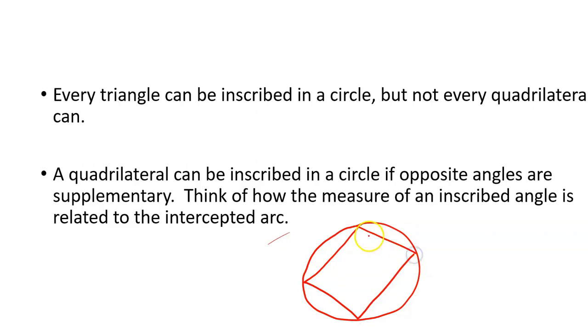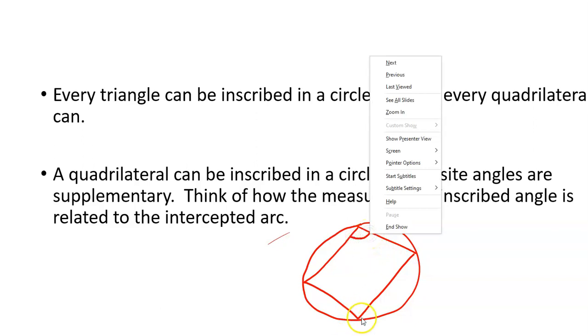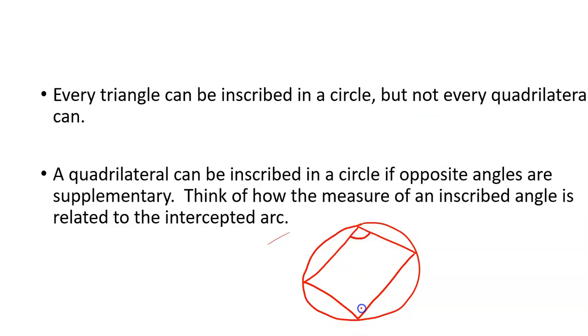All right. So if this angle here and that angle down the bottom add up to 180 degrees, then I can inscribe that in a circle. Why? Because each of those angles is half the intercepted arc.